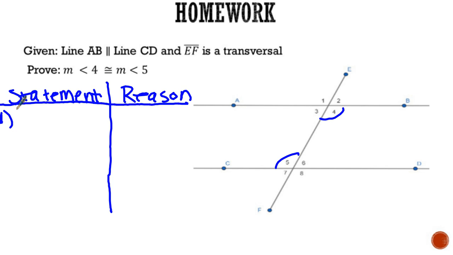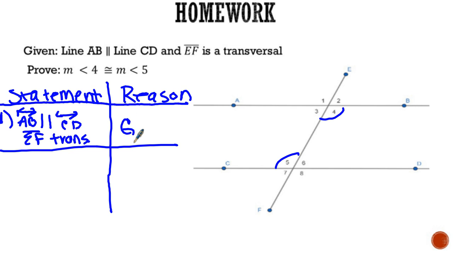So number 1, the statement is always the given. So I'm going to write in shorthand, line AB is parallel to line CD, and EF, line segment EF, is a transversal. And my reason for saying that is because it's given. The second step is I want to find something where I can say 4 and 5, I can connect them together.